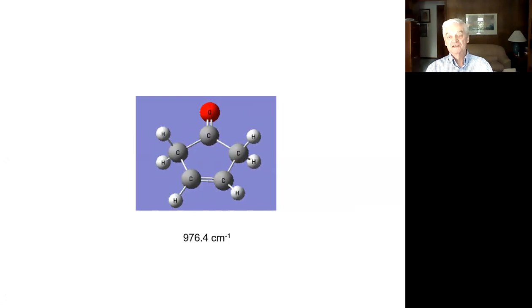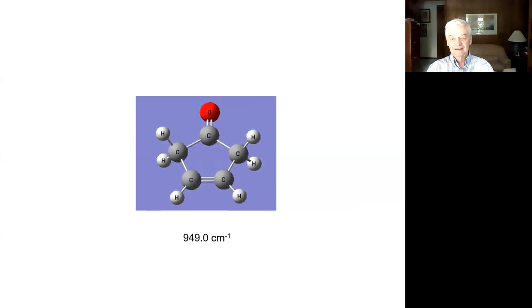This is a CH wag out of phase. Out of plane. So it doesn't really look like a dog wagging its tail anymore, but it's going in and out of the plane of this 5-membered ring molecule.